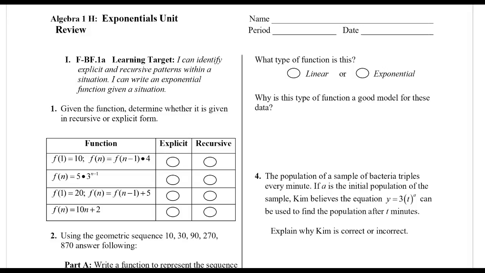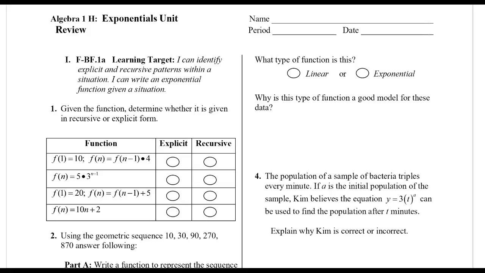This is the exponential functions review for Algebra 1 Honors. So number one, given the function, determine whether it is recursive or explicit. Remember that recursive means you start with some value and then you're told how to get to the next value from the previous value. So you have to be told what you start with, and you have to be told how to get to the next one.